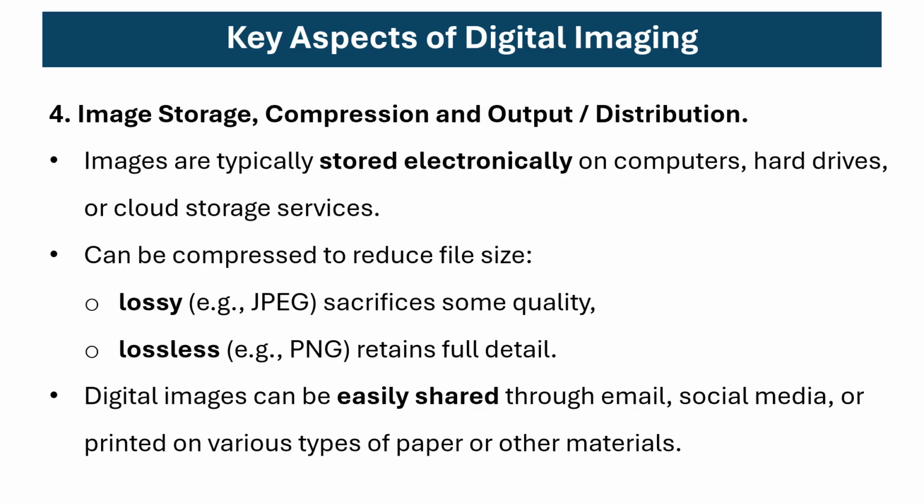Okay, let's see how images are stored, compressed, and distributed, or the output. Now, digital images are typically stored electronically on computers, hard drives, or cloud storage services. When we talk about computers, we also talk about laptops, desktops, and handheld devices. When we talk about hard drives, these are like external storage, the USB, and the cloud storage services, we talk about Google Drive.